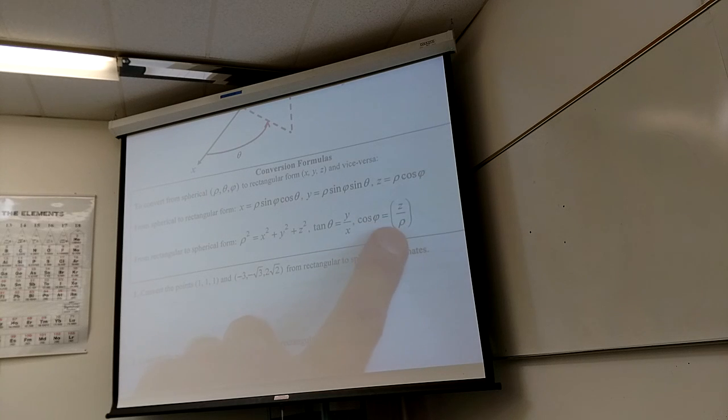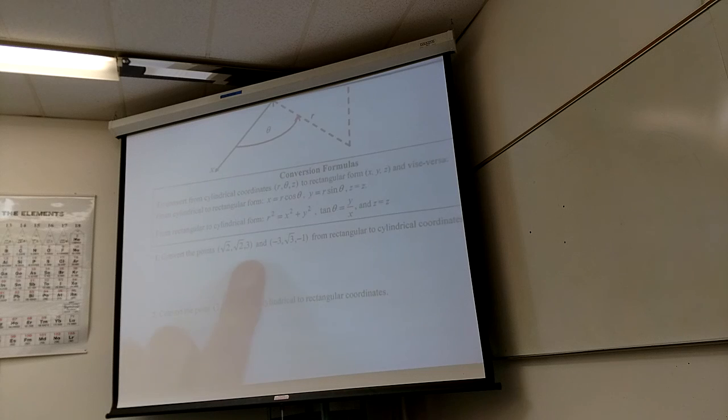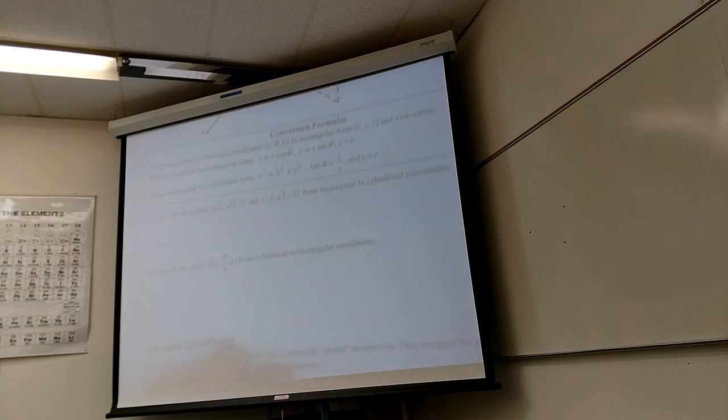Cosine phi equals z over rho. It's crazy. So let's do this. I think this would be very simple. You guys should be able to do these. I just put them down there because this is the new stuff, really. So let's do these. You guys do 1 through 5 there on the back. Let me know if you need some help.